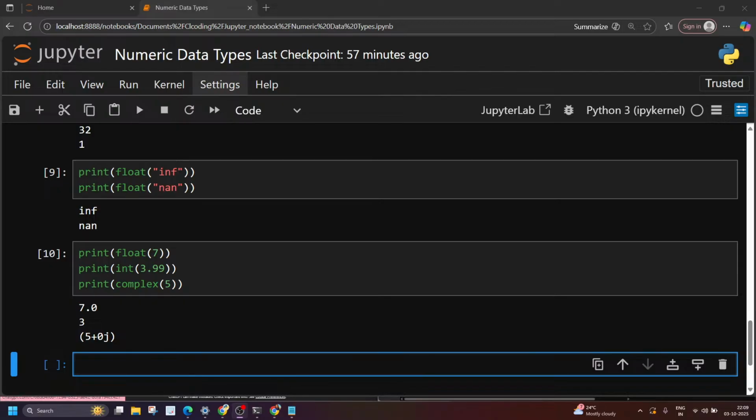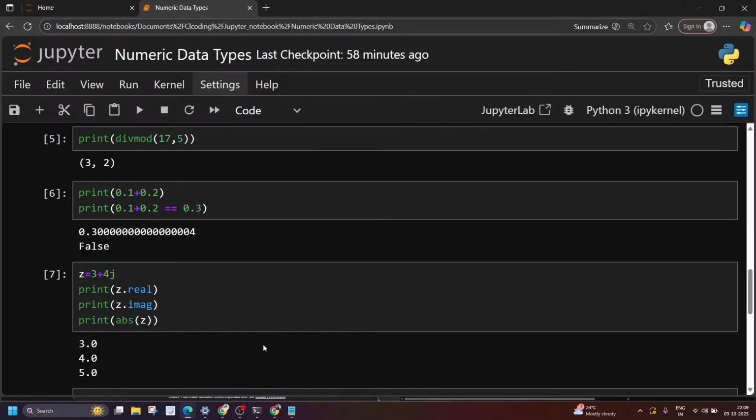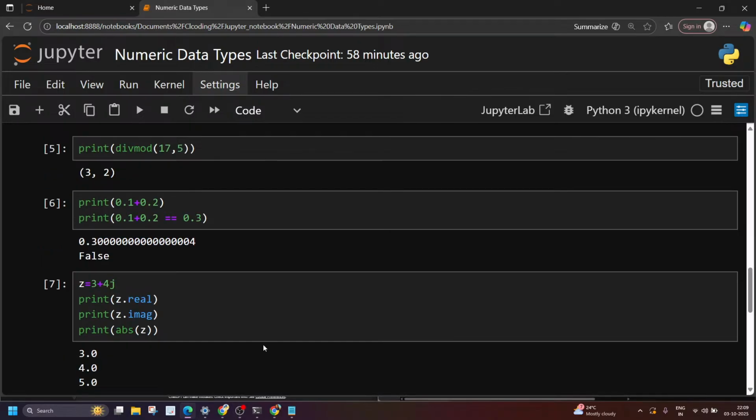Okay, so these were very simple and short examples for you all to understand the numeric data types, and I hope all of you have understood. And if you all have any doubt related to numeric data types, tell me, we'll solve together and we'll move ahead.